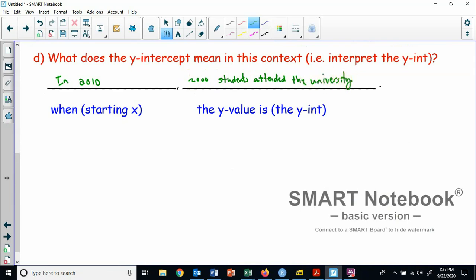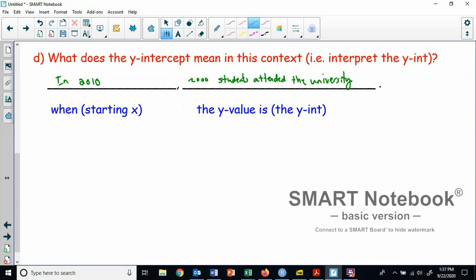So it's our starting point. What's the x value of the starting point? That's in the year 2010. What's the y value of the starting point? 2 or 2,000, since it was in thousands. 2,000 students attended the university. So it's just that simple. That's what the y-intercept means, okay, where are we starting at? Give me the x value, give me the y value, and make it into a sentence. Okay? Awesome.